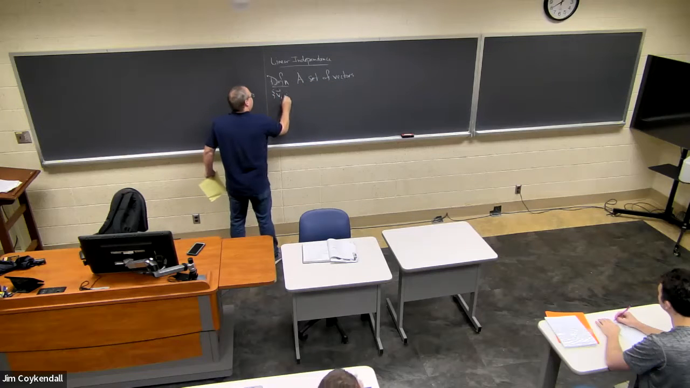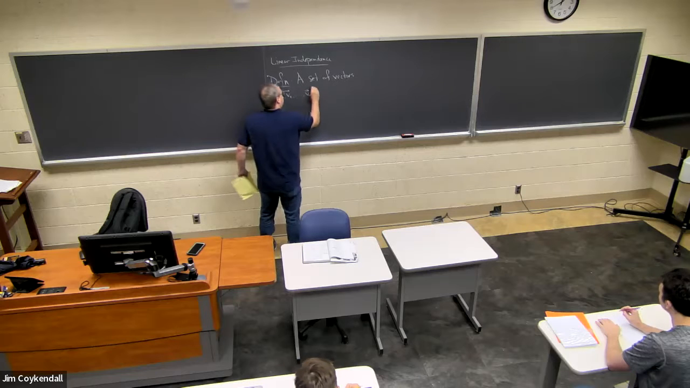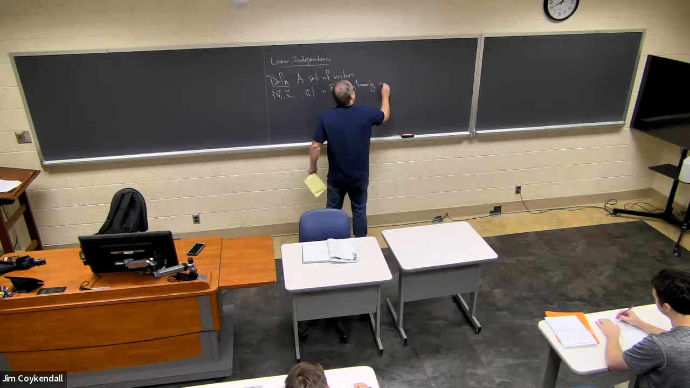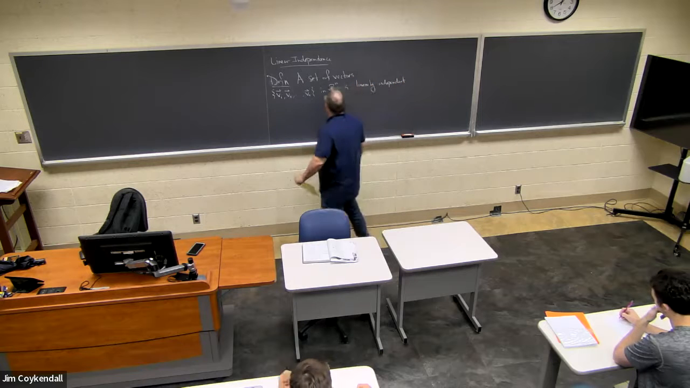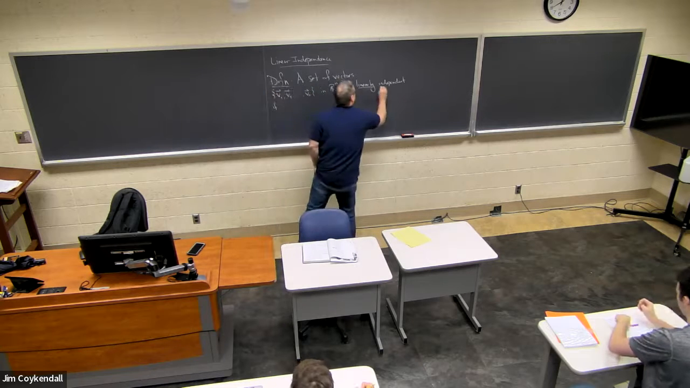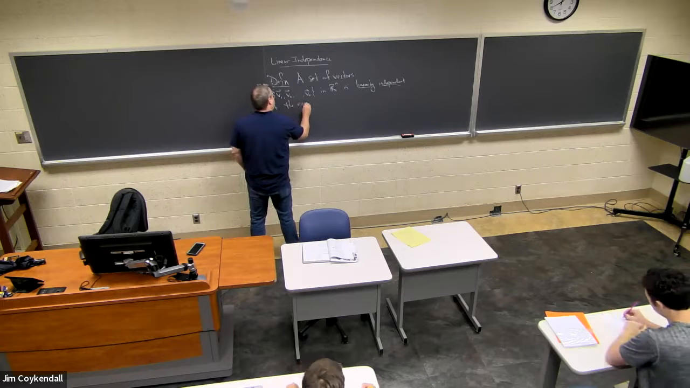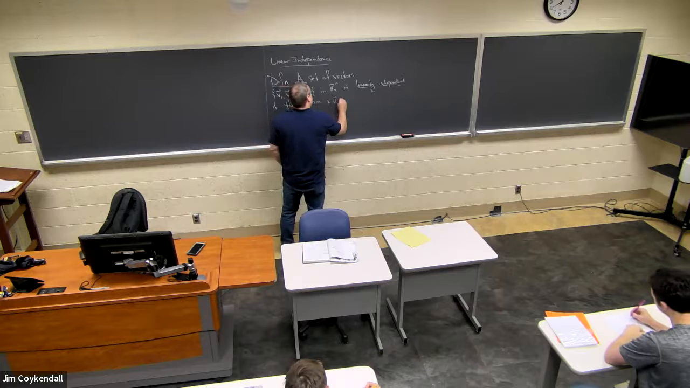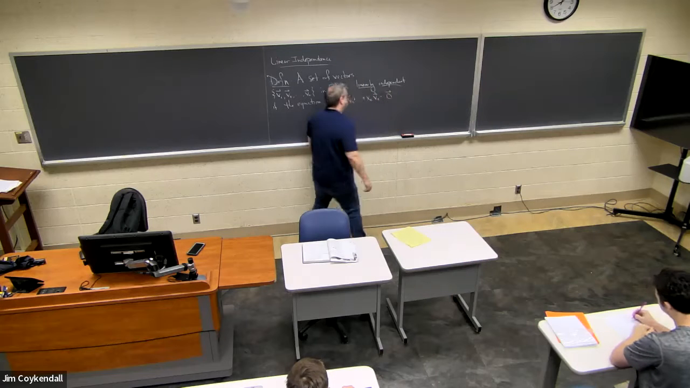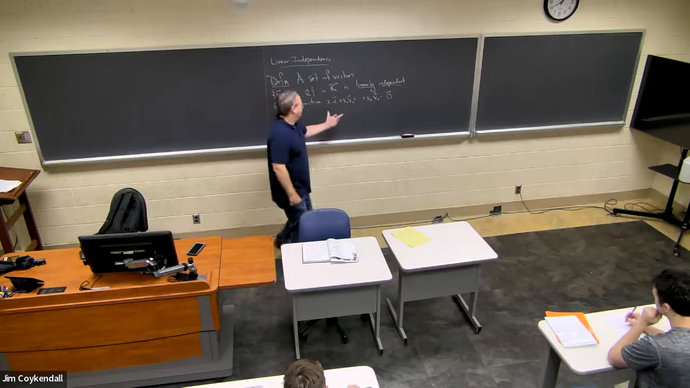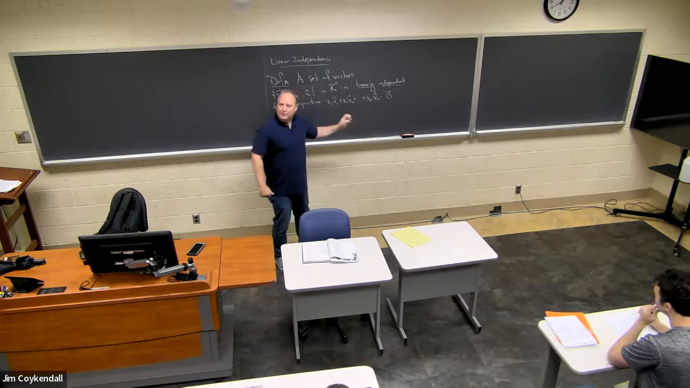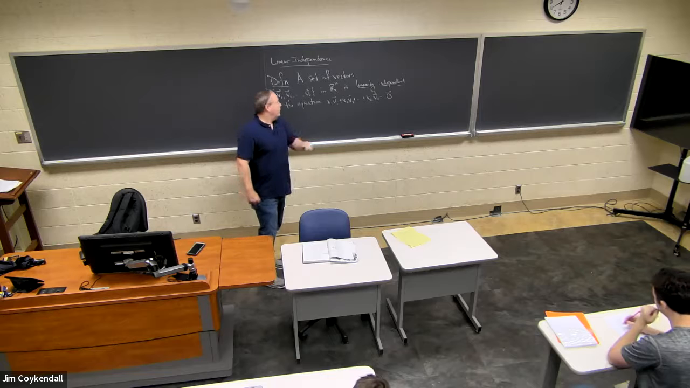We'll say v1, v2, up to vk in Rn is linearly independent if the equation x1 v1 plus x2 v2 plus ... plus xk vk is the zero vector. By the way, I don't care what the vectors are, I can always solve this by letting all the x's be zero, can I? Everybody agree with that? That's always solvable by letting all the x's be zero. If that's the only way to do it, we say that the set of vectors is linearly independent.